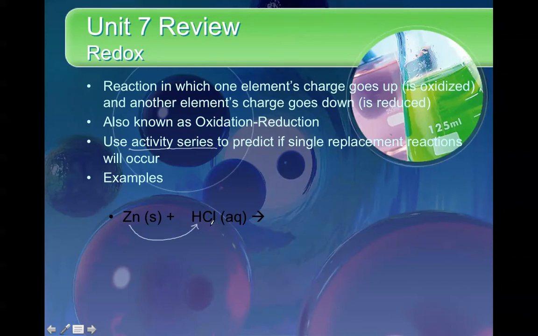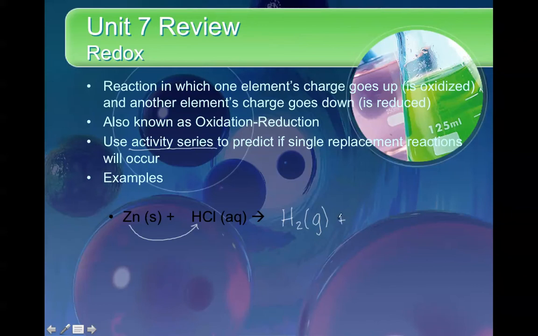So you look at your activity series and you need to check, is zinc higher on the list than hydrogen? And in fact it is. So this reaction will occur. And one of the products that you're going to produce is the pure hydrogen gas. And hydrogen is diatomic, so it's going to be H2, and that will be a gas that will be released. And this is the gas that we use to blow up the egg in the day of demos.